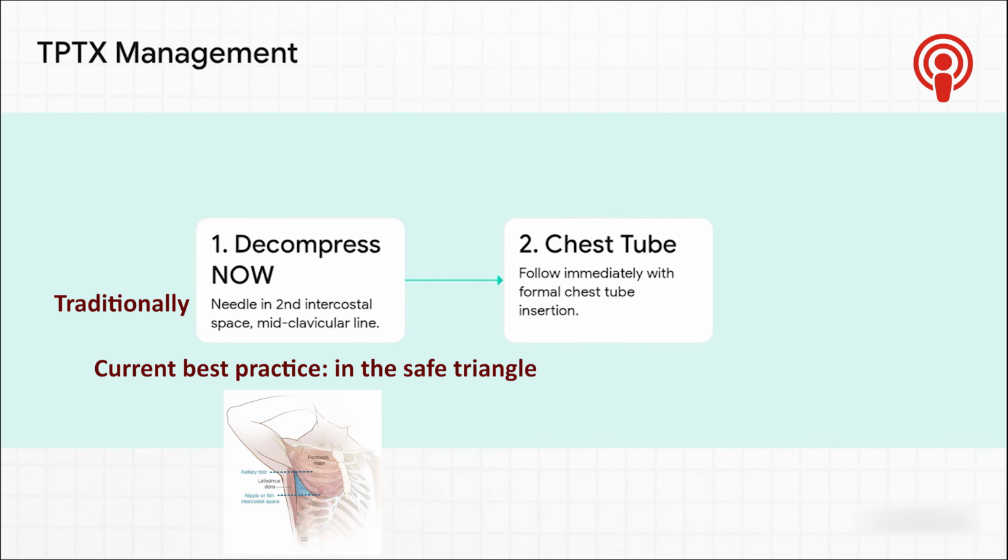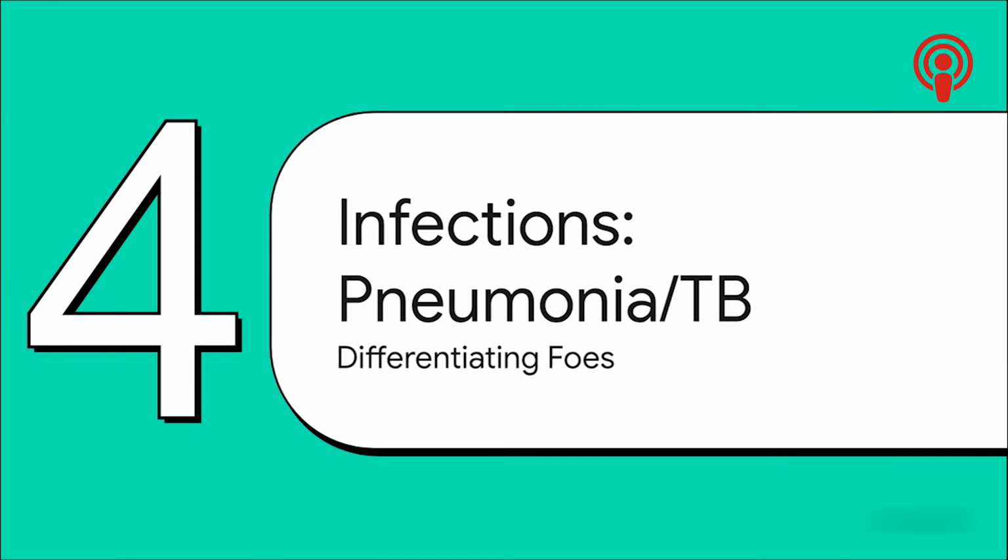You take a big needle, you put it in the second intercostal space, right in the mid-clavicular line, and you should hear this satisfying hiss of air escaping. But listen, that's just a Band-Aid. It buys you time. You have to immediately follow it up with step 2, the definitive fix, putting in a proper chest tube.